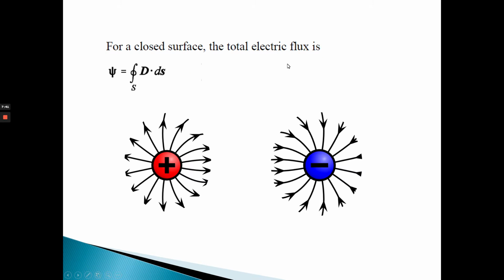number of electric flux. As I told you already, if it's a positive charge, then all the flux lines will go outward, towards the negative. And if it's a negative charge, it will tend to come inwards, towards the negative charge. So that's the way the electric flux travels, from positive to the negative charge.